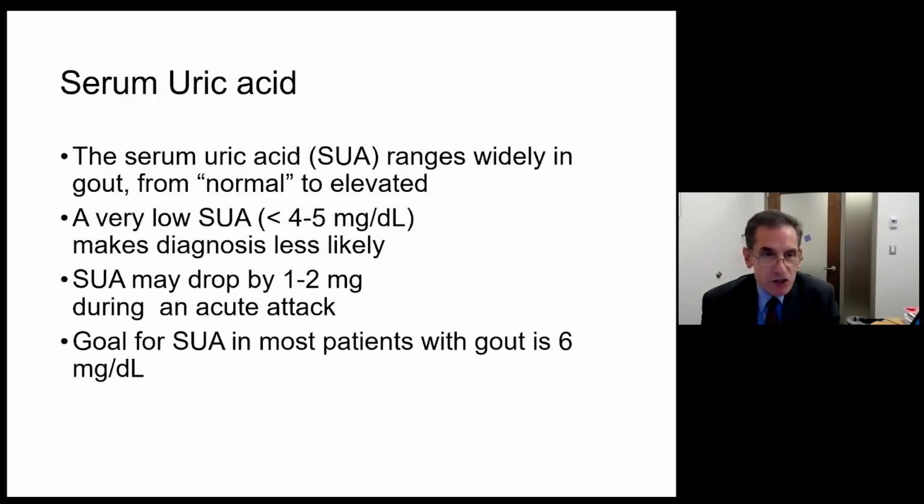In managing patients with chronic gout, it's important to know that the goal serum uric acid is 6 milligrams per deciliter or below.